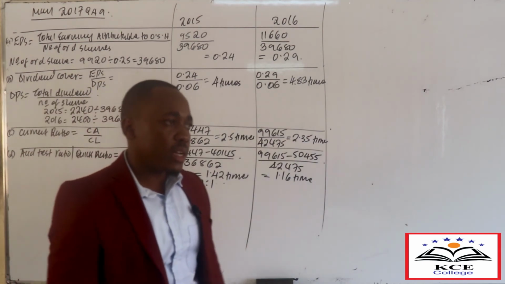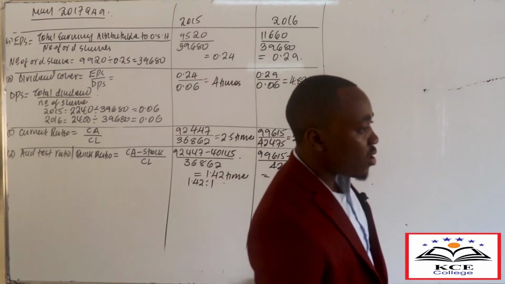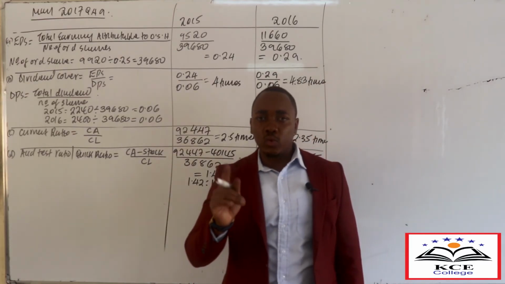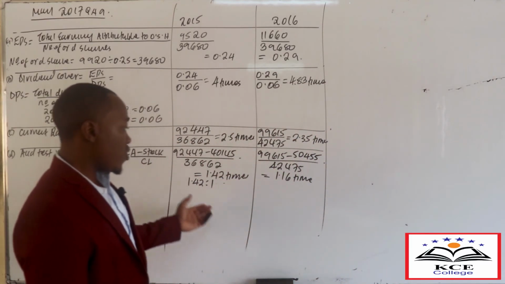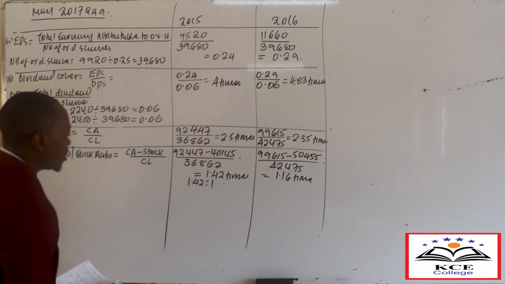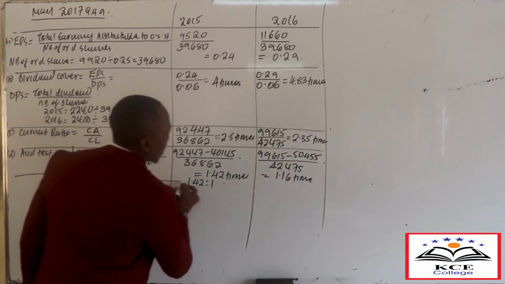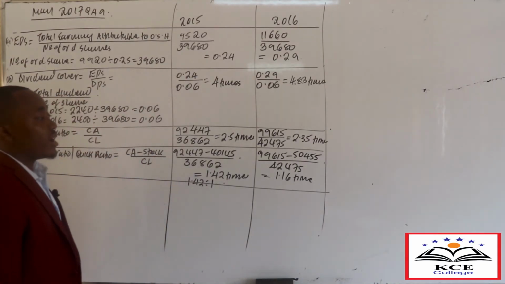What do we say about the quick ratio? We say that for the quick ratio, the recommended ratio for the company is 1:1. But in this case, you see we have more than 1. So that means in terms of liquidity, also the company is performing better.